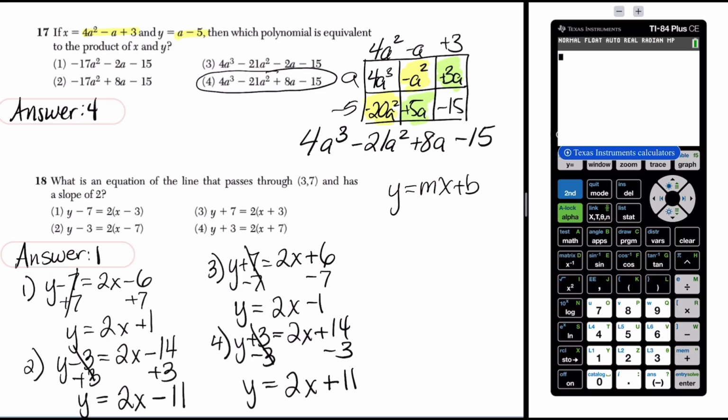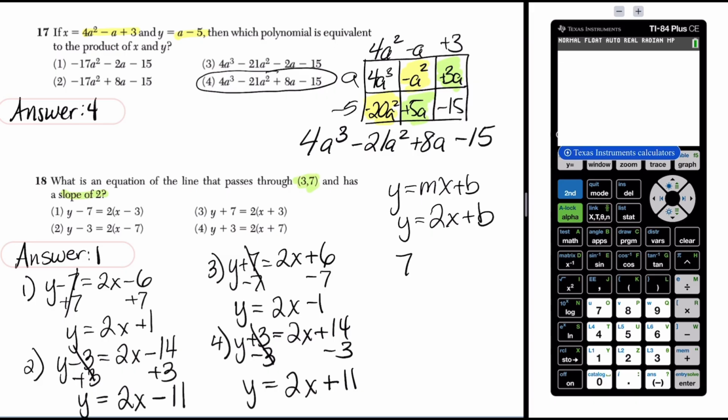Plus b form. They're telling us that the slope is 2. So I know it's going to be y is equal to 2x plus b. And now they're going to give us, how do I know what that b is? We're going to substitute the 3 and the 7.